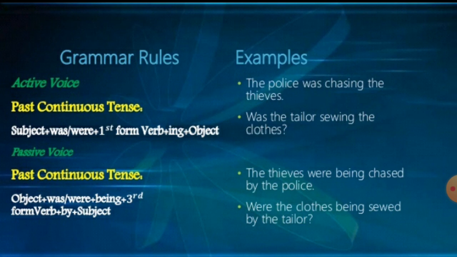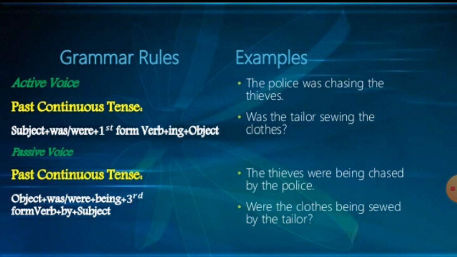The next rule, past continuous tense. Subject plus was or were plus first form of verb plus ing plus object. The police is the subject, was, because the police is taken as a singular unit, was chasing, ing form, therefore it is continuous. Was is past, making it past continuous form. The thieves, object. Now how to change that?